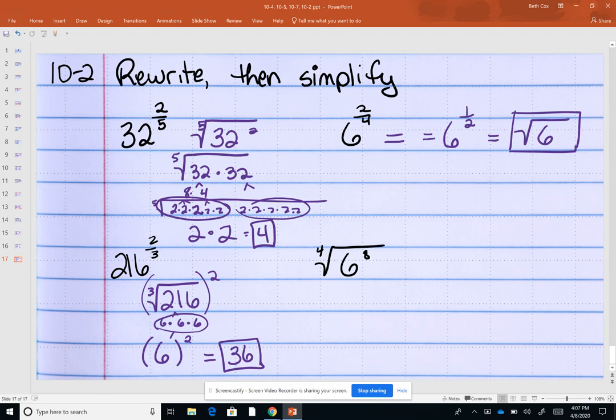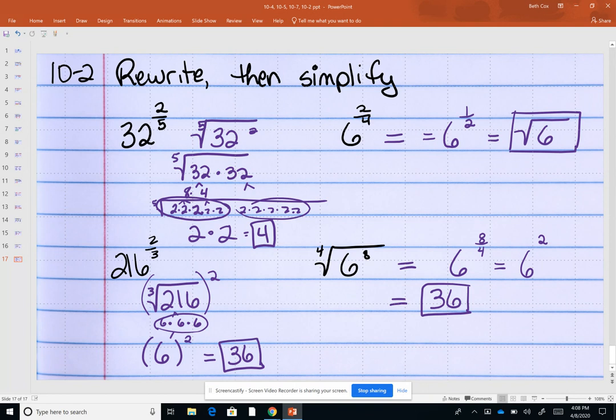Okay, and then this last one, this would be 6 to the, okay, let's think it through. It's a fraction up here. It's the 4th root on the bottom and the 8 on top. Right, reduce that fraction would be 6 to the 2nd. Well, I know what 6 to the 2nd is. That's 36. So that one's also 36.